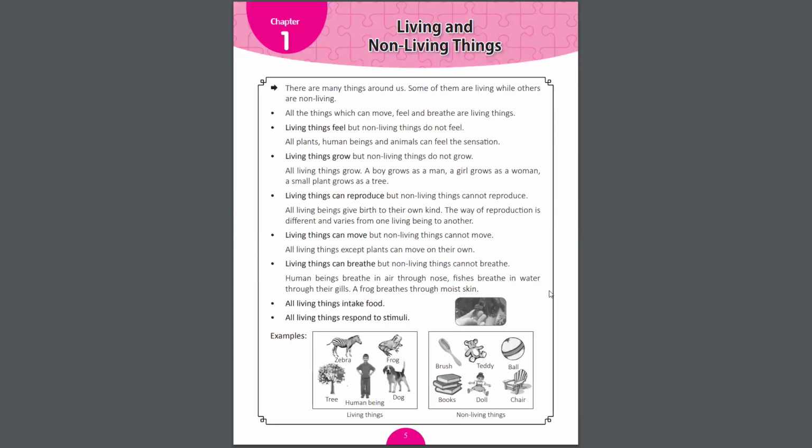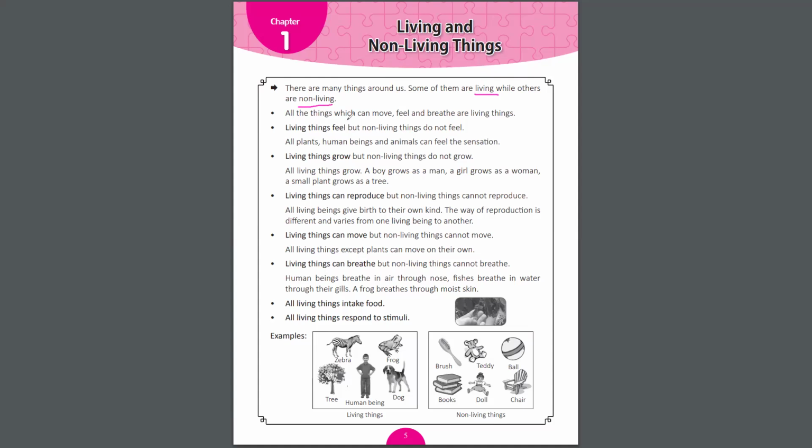This is the first chapter, which is living and non-living things. There is an overview over there, so let's start with this first. There are many things around us. Some of them are living while others are non-living, as we know very well. Living things are those which can grow, breathe, and reproduce, while non-living things cannot grow, cannot reproduce, and cannot breathe, right?